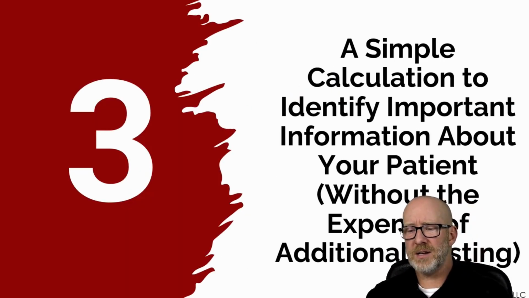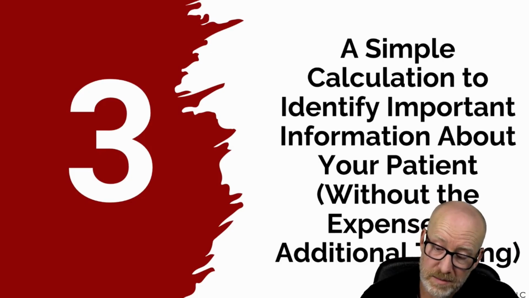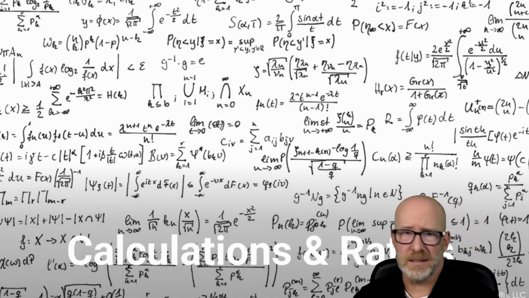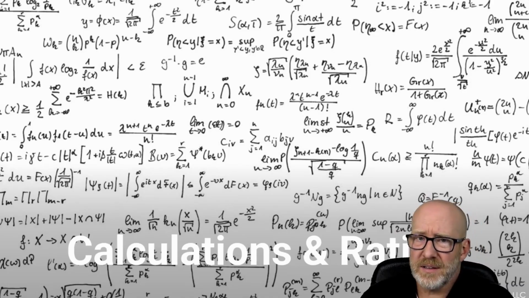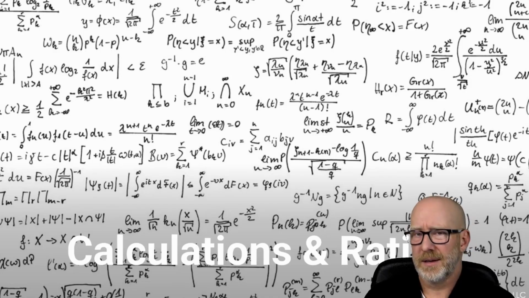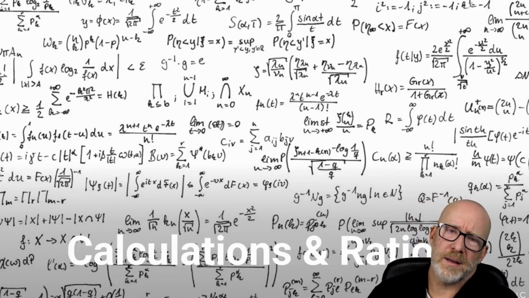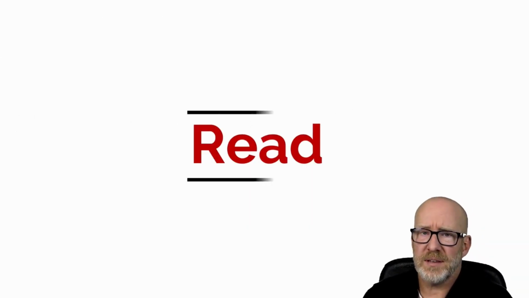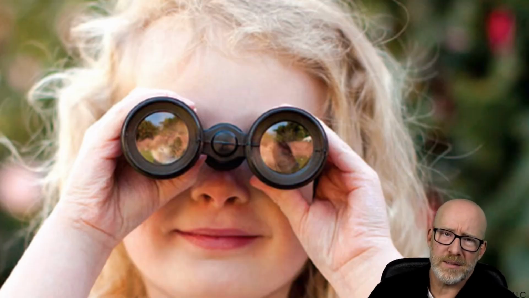Here's the last one: a simple calculation to identify important information about your patient without the expense of additional testing. The reality is there are a number of validated evidence-based calculations and ratios on a blood chemistry that often use the markers that are already on there that can tell us more information about our patients than is actually printed on the lab. And this allows us to read between the lines a little bit better. Now let's take a closer look at one of them.